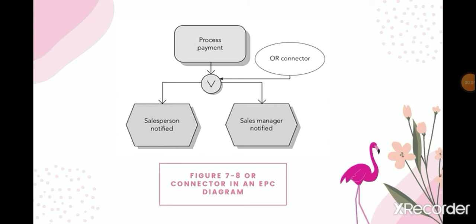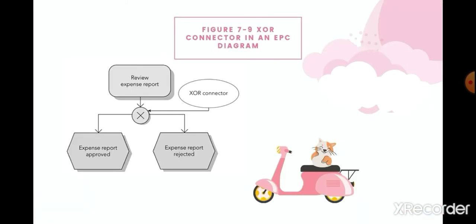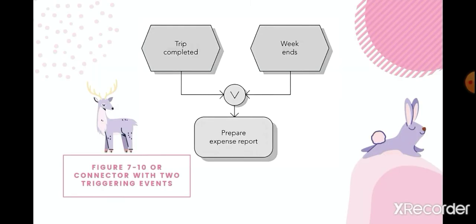Next is the OR connector. This indicates that there can be one or more potential outcomes. It shows the application of the OR connector, which indicates that after payment is processed, the salesperson is notified or the sales manager is notified. Next one is the XOR connector. This shows that the XOR can be used to represent the manager's decision whether to approve or reject the expense report.